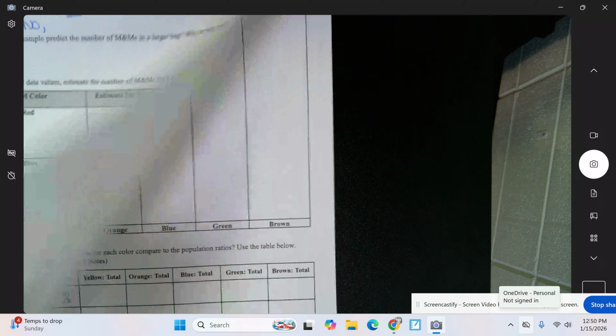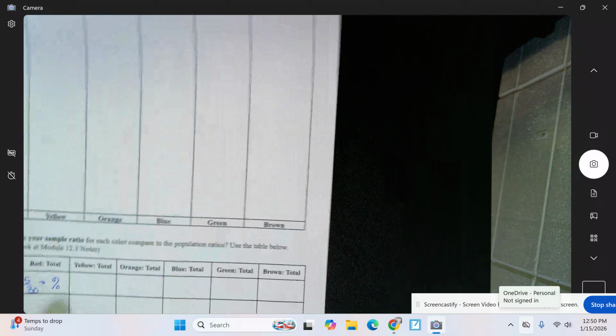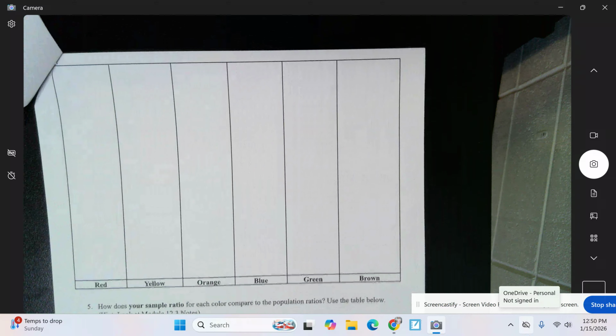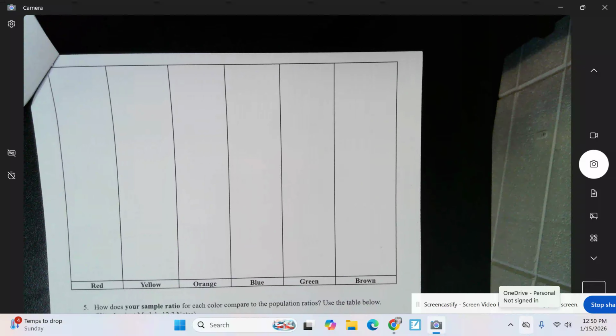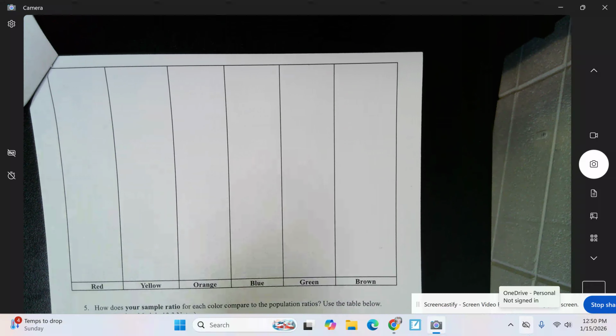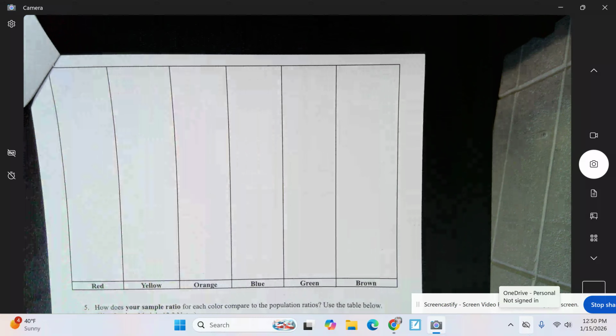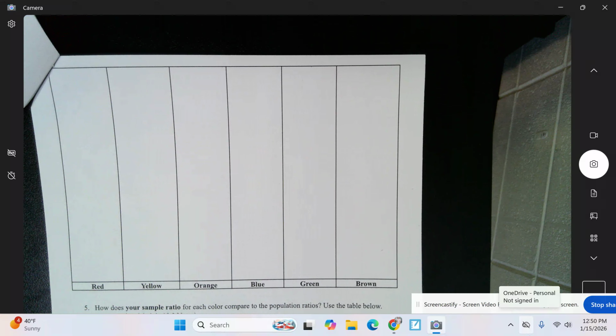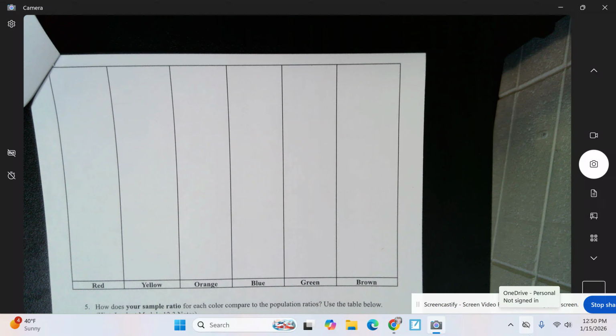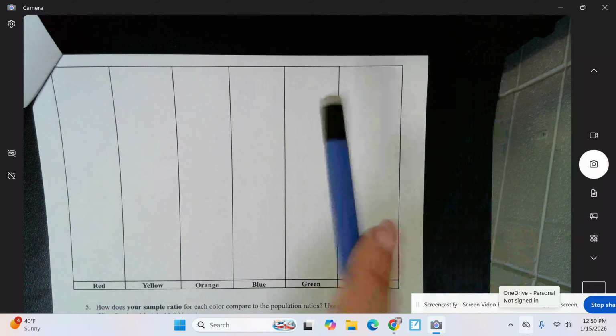Then on the back, you're going to make a dot plot, just like you've been doing in your notes. You're going to put a little dot for all the reds. If you want to use little markers or colored pencils to make it pretty, you can. How many of each? You're going to just put it there.